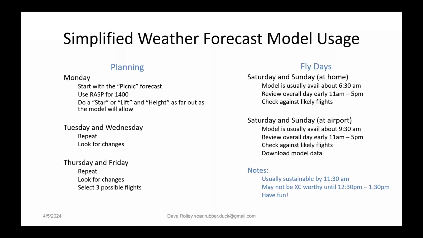So assuming you're working during the week and you've got Saturday and Sunday to fly, the RASP model, at least the one for our club, is usually available by 6:30 in the morning. And so you could get on and review the overall day, like from 11 to 5 p.m., and check it against your likely flights. And then once you're at the airport, we get a later model run, and I've got in here that it's usually available by 9:30. I don't remember if it's that early anymore.